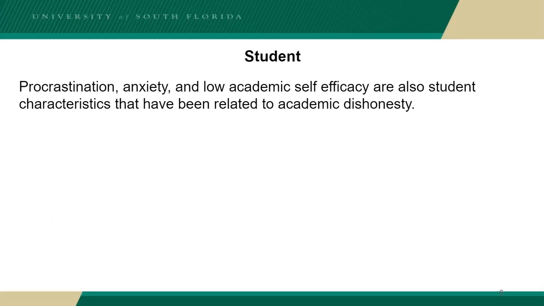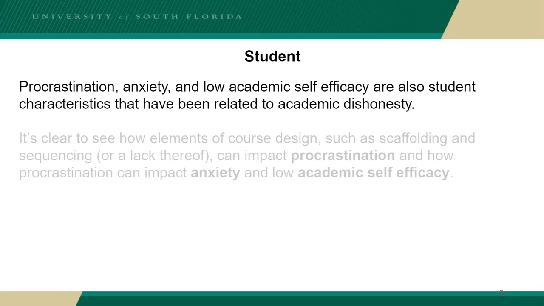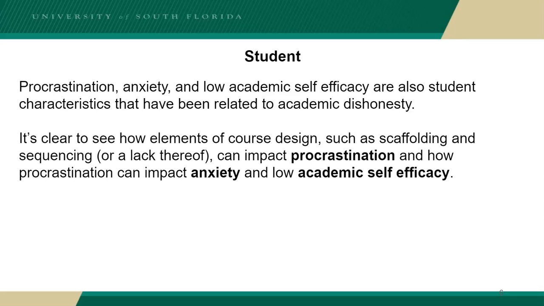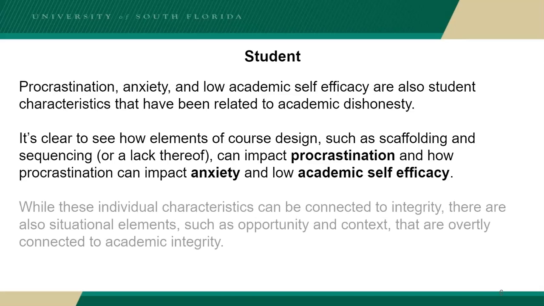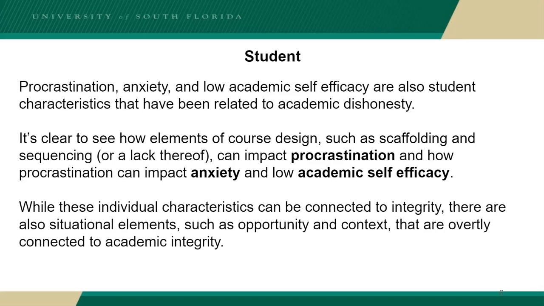Procrastination, anxiety, and low academic self-efficacy are also student characteristics that have been related to academic dishonesty. It's clear to see how elements of course design, such as scaffolding and sequencing, or a lack thereof, can impact procrastination, and how procrastination can impact anxiety and low academic self-efficacy. While these individual characteristics can be connected to integrity, there are also situational elements, such as opportunity and context, that are overtly connected to academic integrity.